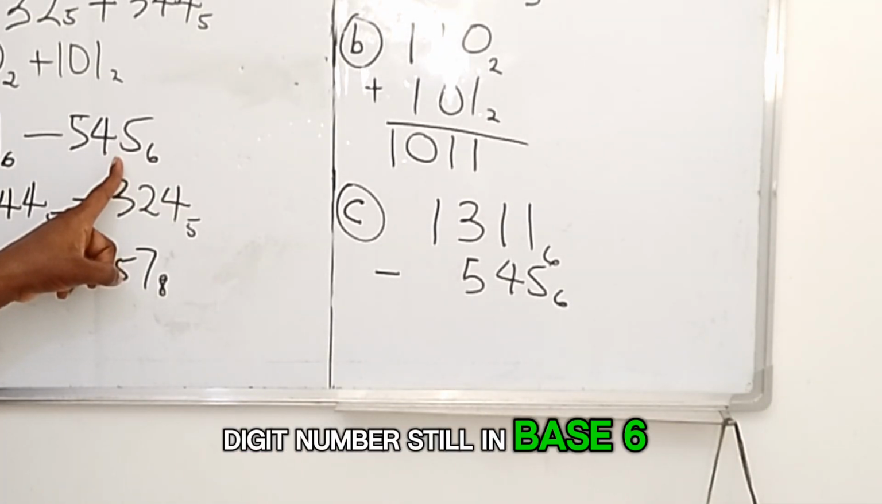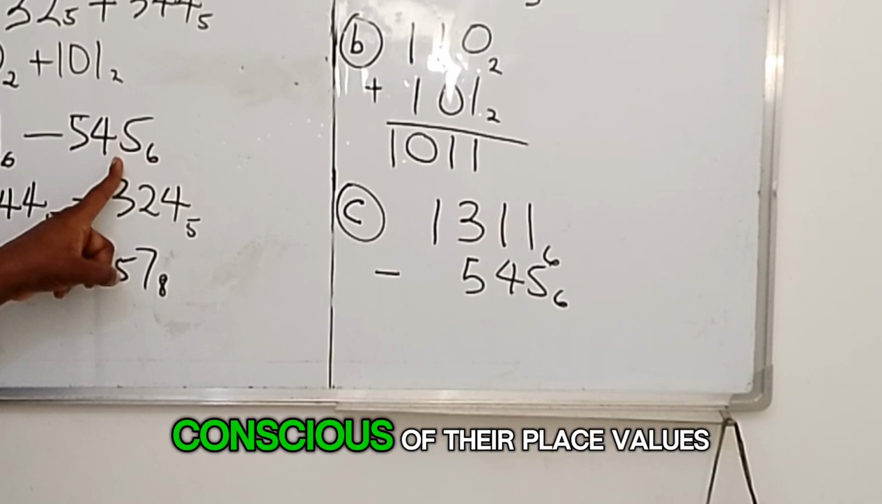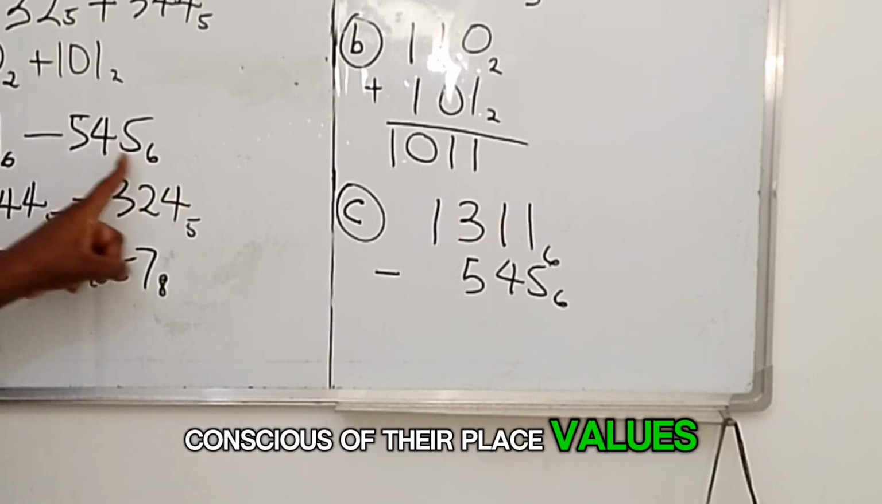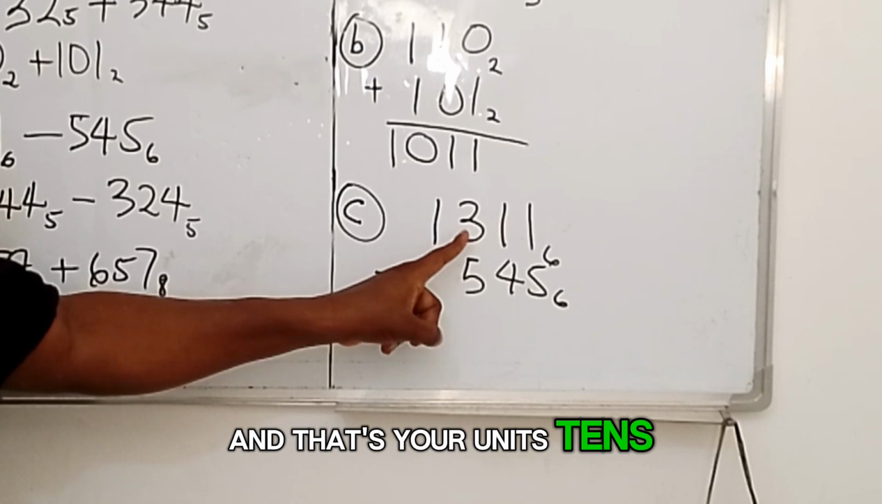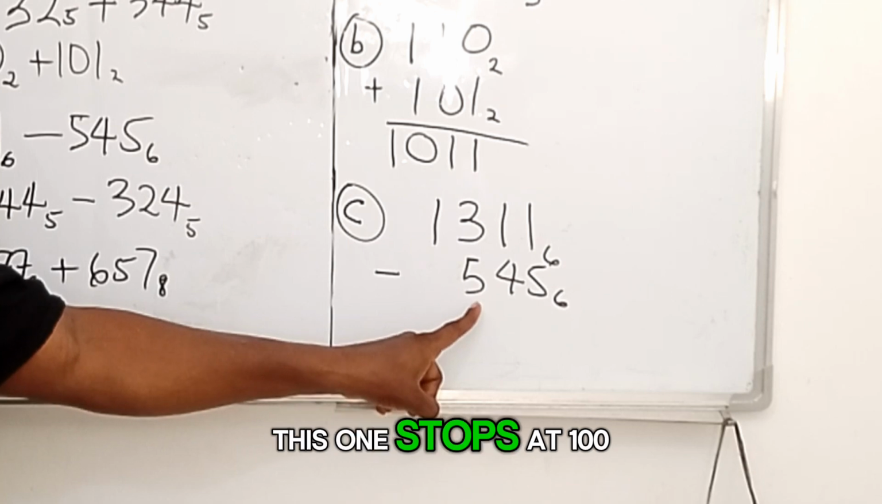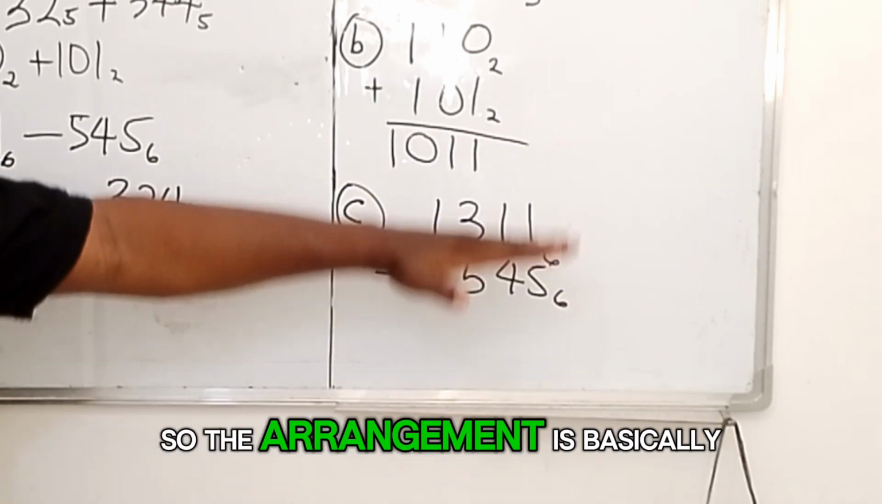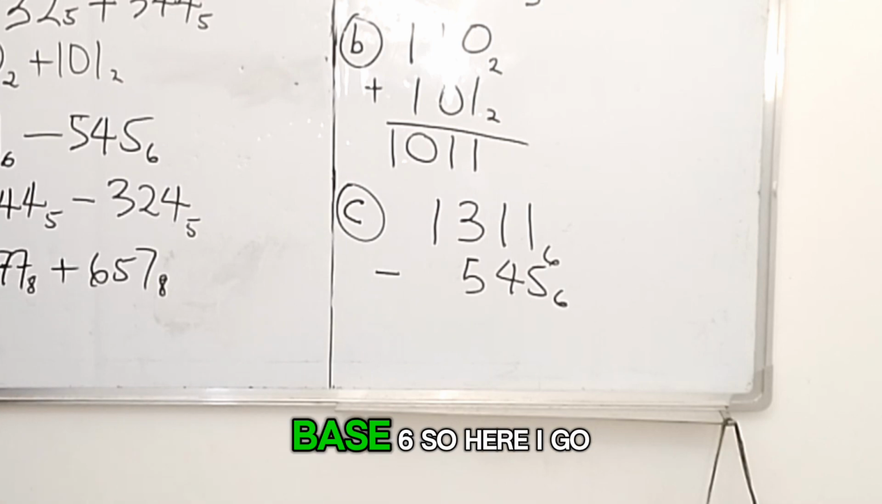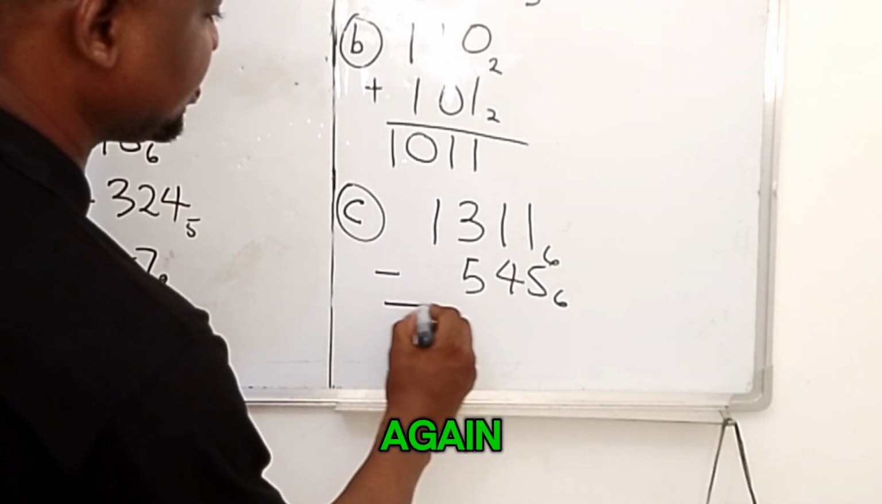in base 6. So as I write, I'm conscious of their place values, and that's your units, tens, hundred, and 1,000. So this one has 1,000, this one stops at 100. So the arrangement is basically the same, just that I'm adding in base 6. So here I go again.